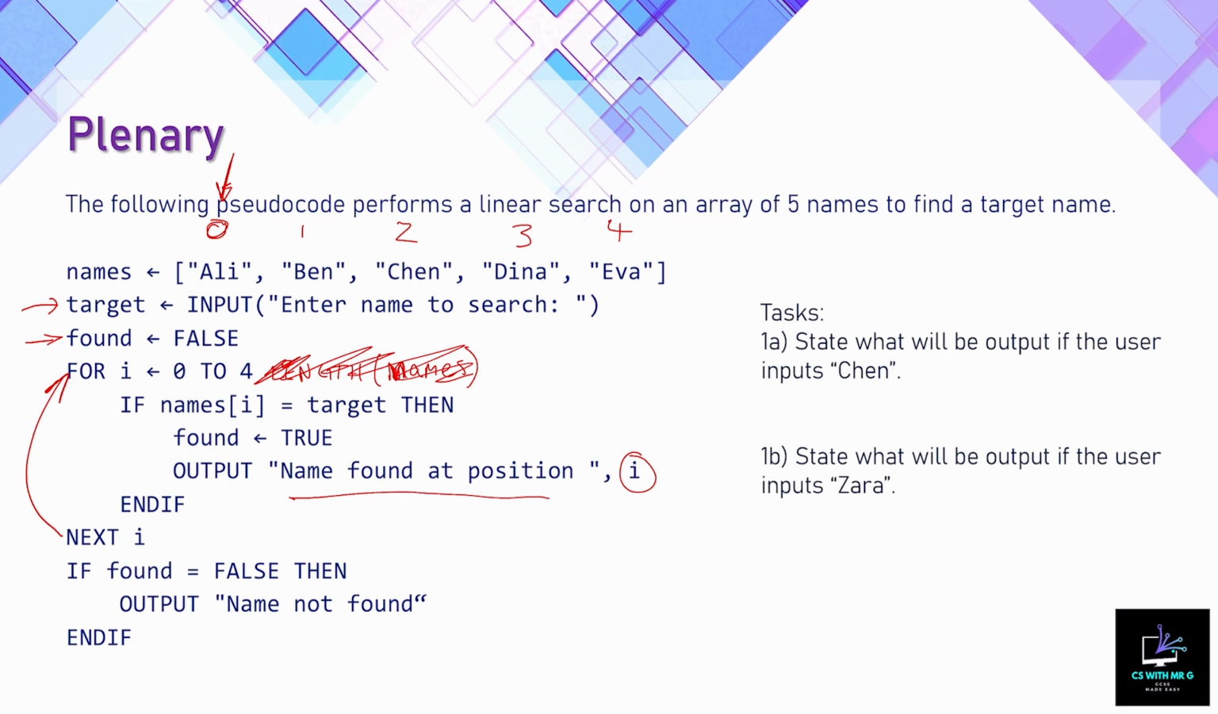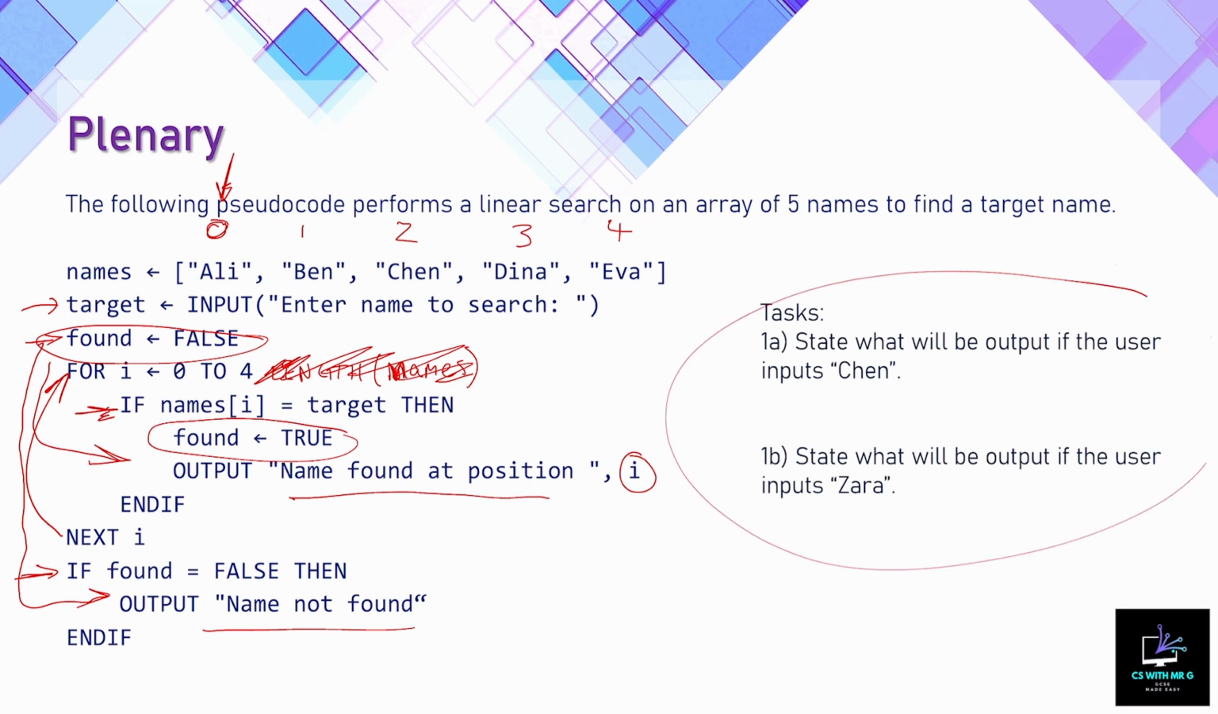If found equals false at the end, what I've done is I've included an output statement which tells the user that the name was not found. The reason being is that the only time found changed was here. If the name was never found, then this if statement would never have been met and the found variable would have stayed false from the very beginning. So if the if statement was never met in here, it simply would have gone straight down and found would equal false, and in that way, name not found will be output.